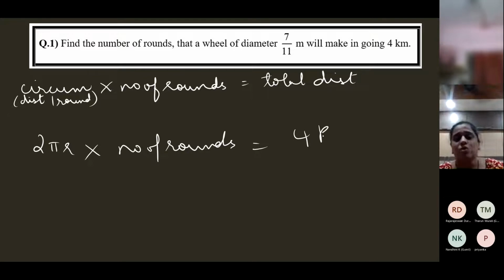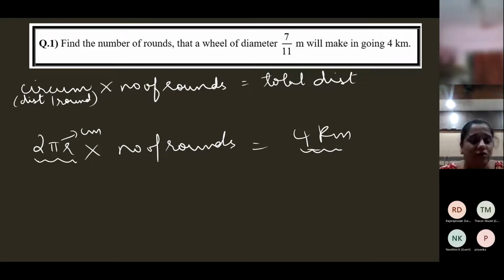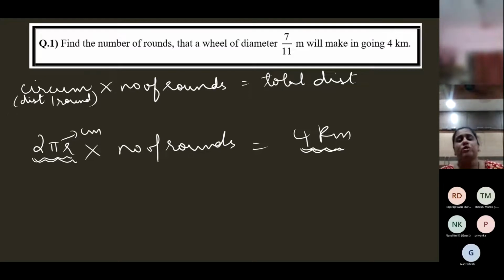4 kilometers. What is important is that 2 pi r is a length, and 4 kilometers is also a length. If you find 2 pi r in centimeters and you substitute 4 kilometers here, your working will be incorrect. Whatever unit you have 2 pi r in, you must have the distance in the same unit. That is very important. Either have both in kilometers, or both in meters, or both in centimeters.